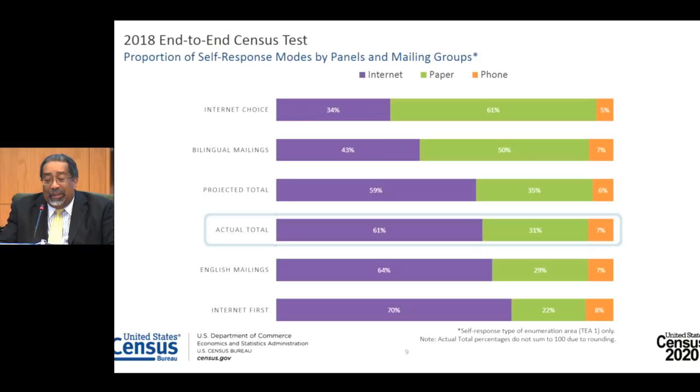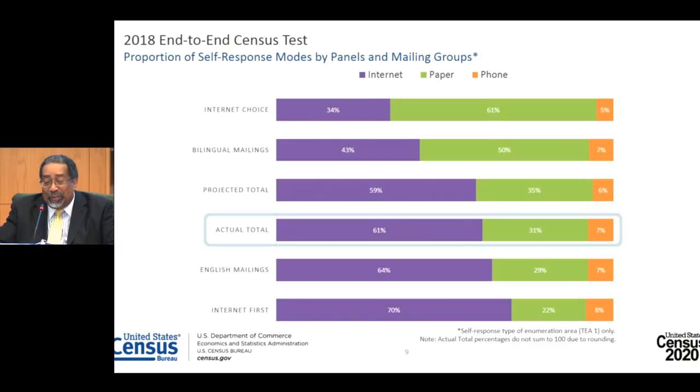This graph shows the distribution between internet, paper, and phone responses across different groups. First off, our internet response surpassed our projections by 2 percentage points, 61% versus a plan of 59%. As you can see from the graph, our actual results aligned with our contact strategies. 70% of those who responded in the internet first group did so online.